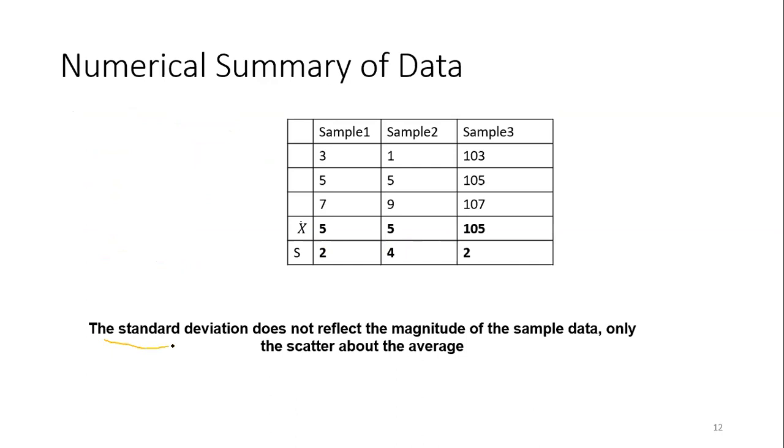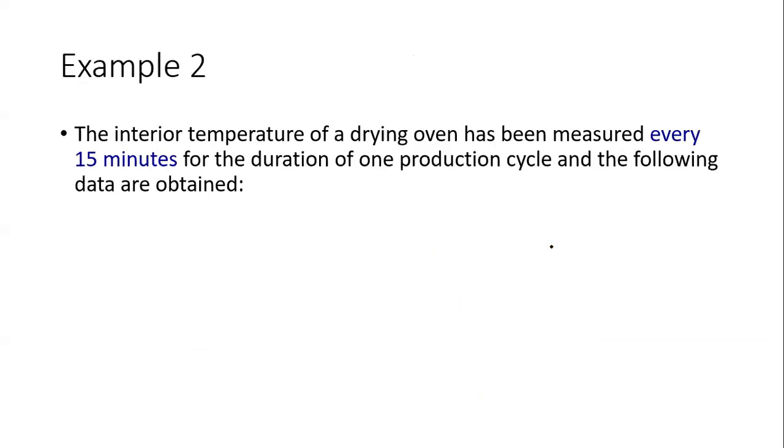But it turns out that the standard deviation does not reflect the magnitude of the sample data, which means it doesn't reflect the position of the data, whether it's very close to 0 or close to higher levels and so on. It just shows the scatter around the average. Okay. Now we have some data plots. In fact, we have seen some of them.